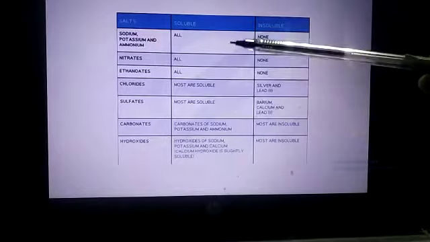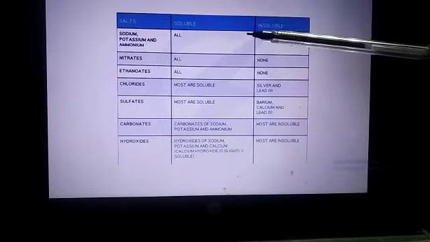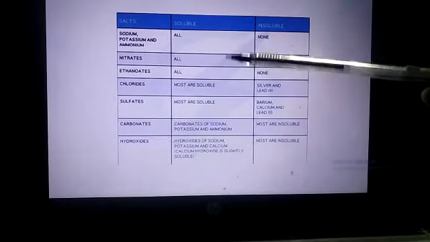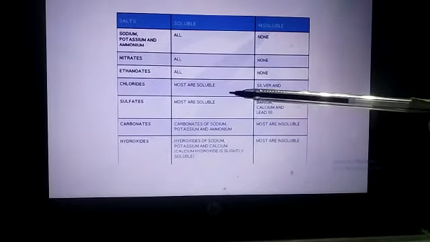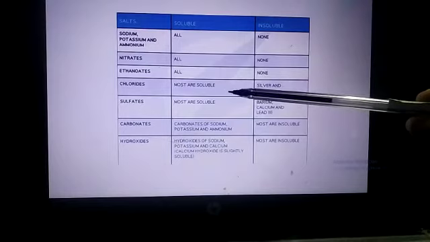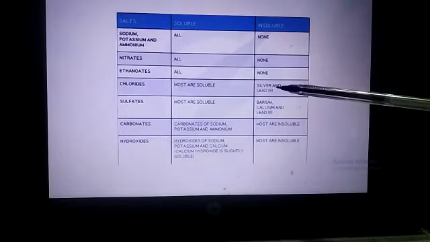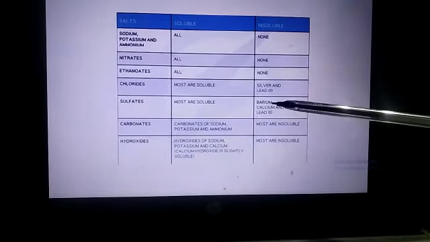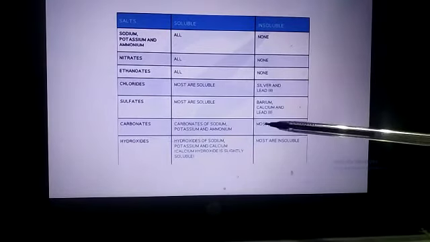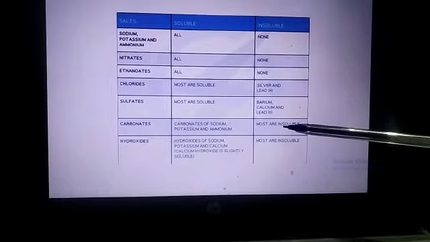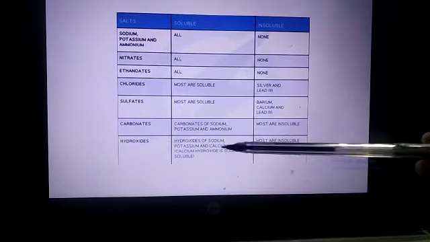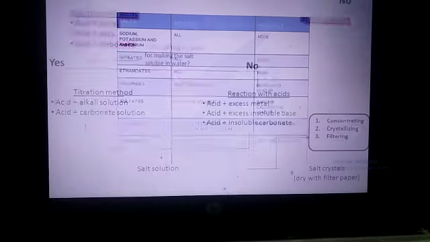The different salts, like all sodium, potassium and ammonium salts, are soluble. Again the same for the nitrates and ethanoates. All chlorides are soluble except silver chloride and lead chloride. All sulfates are soluble except barium, calcium and lead. All carbonates are insoluble except sodium, potassium and ammonium. In the same way, the hydroxides.